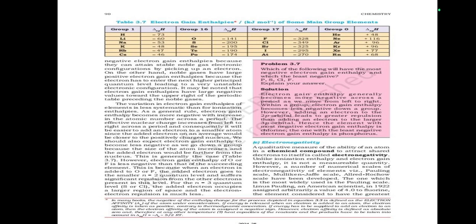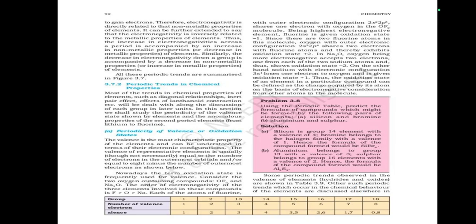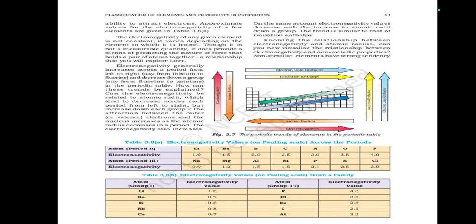Electronegativity. The qualitative measure of the ability of an atom in a chemical compound to attract shared electrons to itself is called electronegativity. Periodic trends. Table 3.8a: electronegativity values on the Pauling scale across the periods. Table 3.8b: electronegativity values on the Pauling scale down a family.